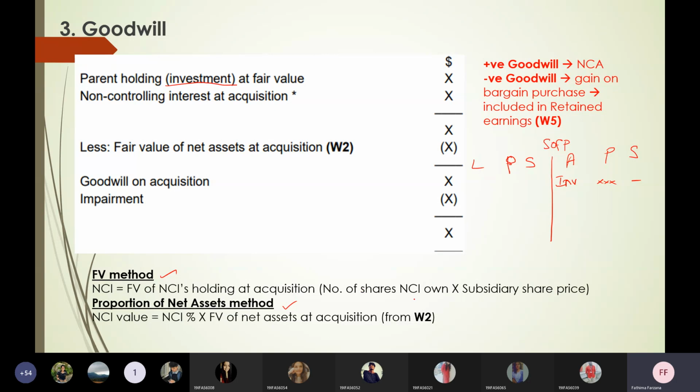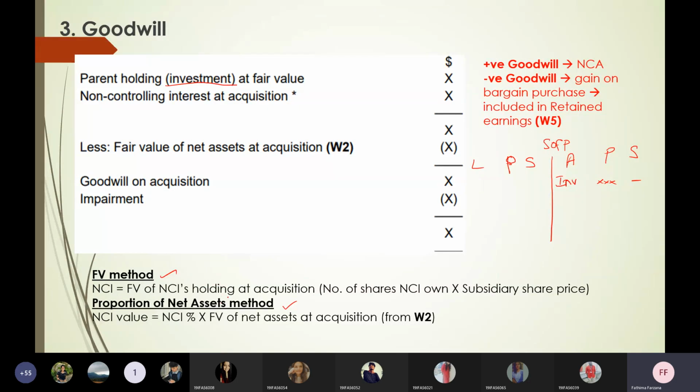That is number of shares held by NCI. NCI means non-controlling interest, that is other than parent. Whoever is holding the 80% shares are held by parent, which means the remaining 20% will be held by non-controlling interest. So how many shares they own, multiplied by the share price of the subsidiary, that is our non-controlling interest if we are using the fair value method.